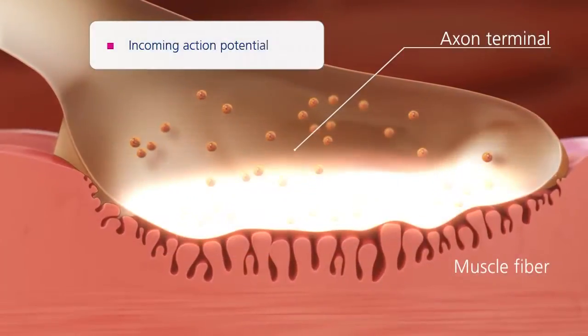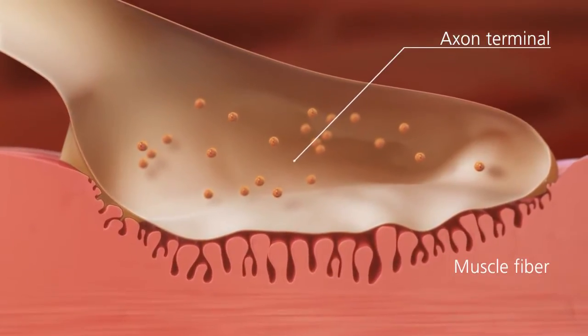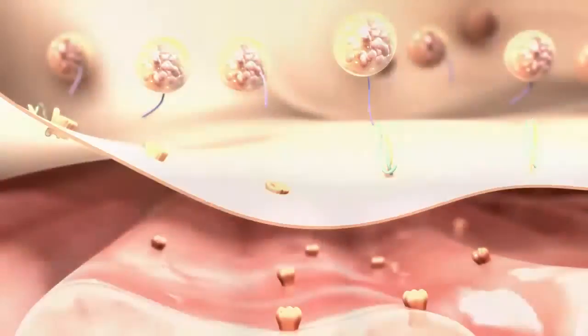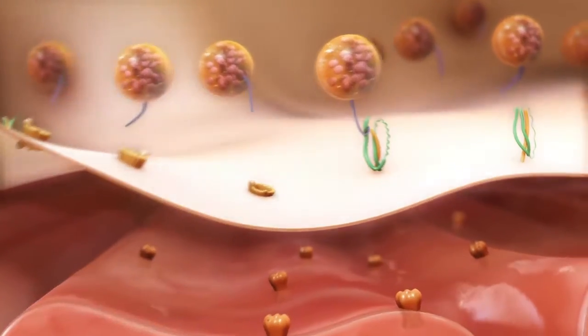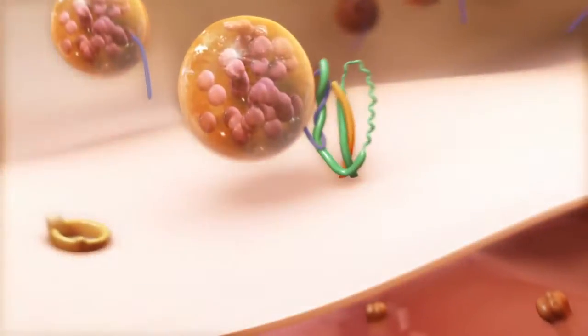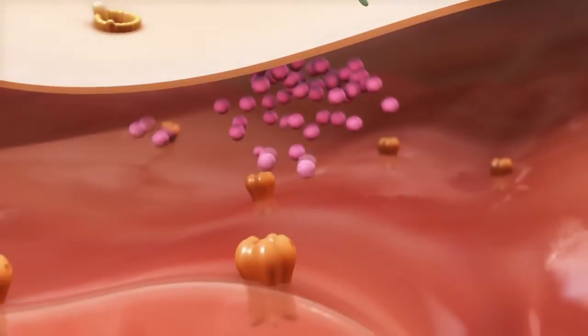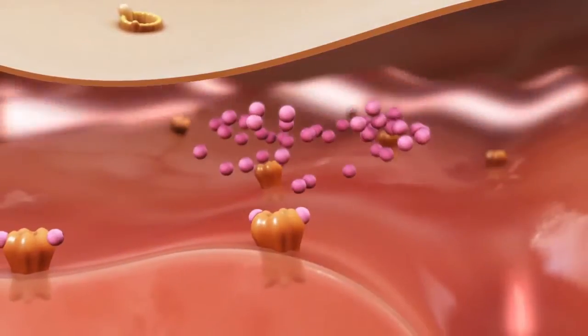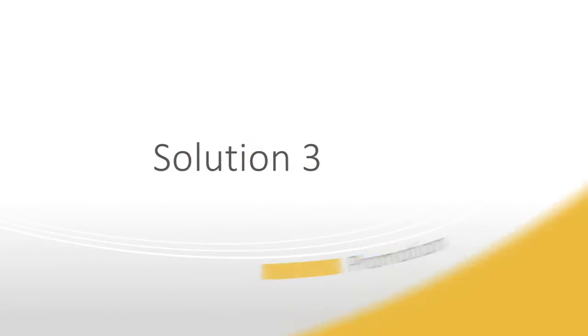Physiologically, the transduction of an incoming impulse at the axon terminal leads to the muscle contracting. On the molecular level, this transduction is mediated by neurotransmitter-containing vesicles. Upon activation, these fuse with the membrane, and neurotransmitters such as acetylcholine are released that in turn bind to postsynaptic receptors, triggering muscle contraction.